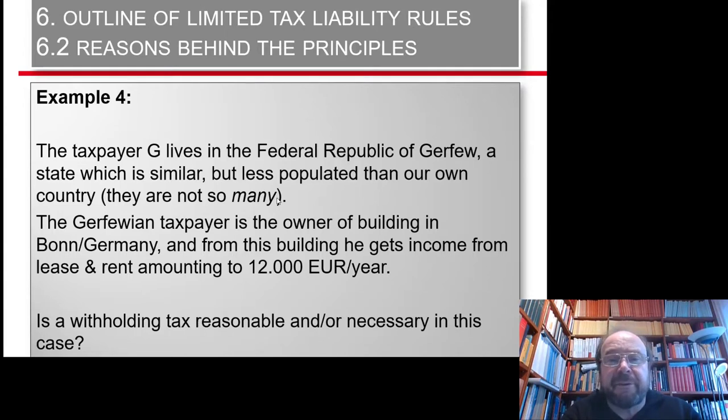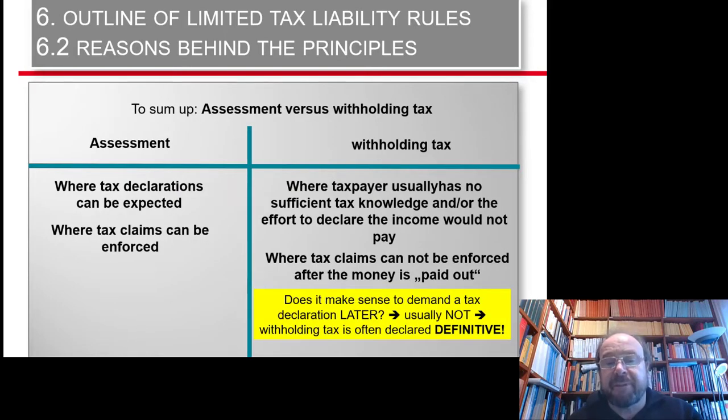And I can guarantee to you that the existence of a house will not be completely overlooked by an authority of the state for a long time. That is just not realistic. So here, many things speak in favor of an assessment solution. In principle, if you compare the assessment solution with the withholding tax solution, you can see an assessment can be prescribed where a tax declaration can be expected, and where tax claims are also safe enough that you can enforce them in the inland.